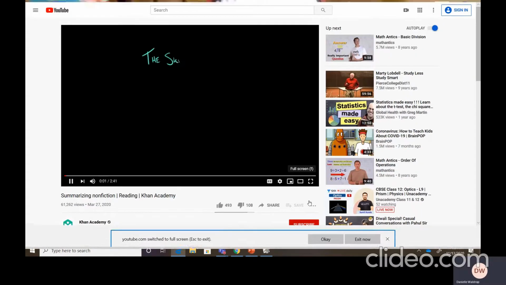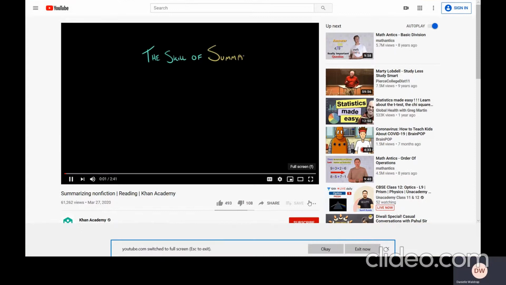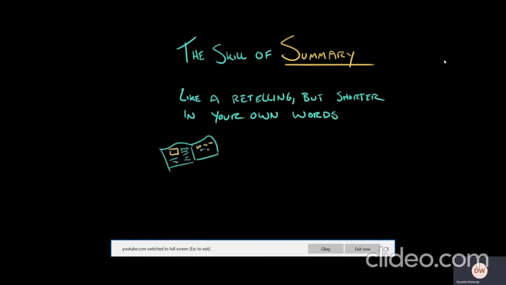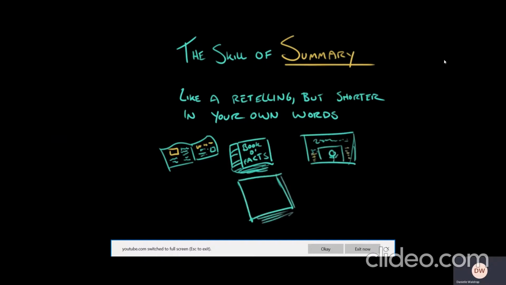Hello readers, today I'm going to be talking about the skill of summary, which you might be familiar with in the form of summarizing stories. It's like a retelling, but shorter, and in your own words. This is an important skill, summarizing fiction, but it's not what we're talking about today. This kind of summarizing is used when you want to sum up the information in a non-fiction passage, like a magazine article, a book, a news story, a scientific paper.